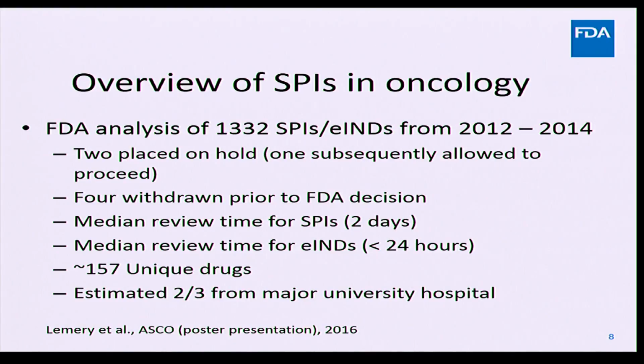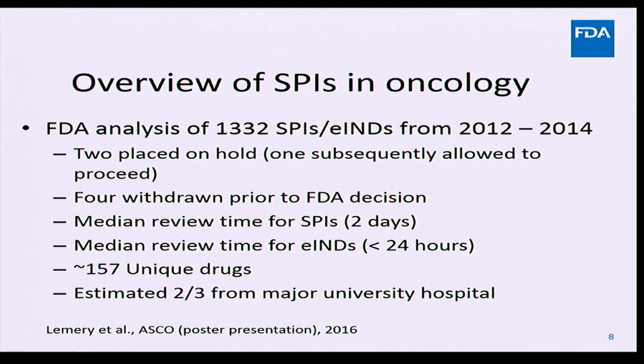So I did a separate analysis of SPIs in oncology, but I delved a lot deeper in this investigation. So we did only 3 years as opposed to 10 years. Of 1,300 single-patient INDs from 2012 to 2014, only 2 were placed on hold, one of which was subsequently allowed to proceed. 4 were withdrawn prior to FDA decision. The median review time for these was only 2 days. For emergency INDs, it was less than 24 hours. So we generally try to get to these in an expedited fashion, even if they're not an emergency request, we try to get to them really quickly.